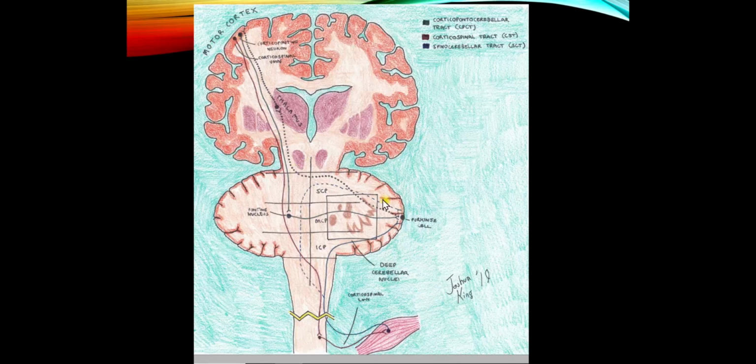And in real time, it is continually sending information back up through the superior cerebellar peduncle so that the motor cortex up here can make corrective movements so that movement is always very precise.